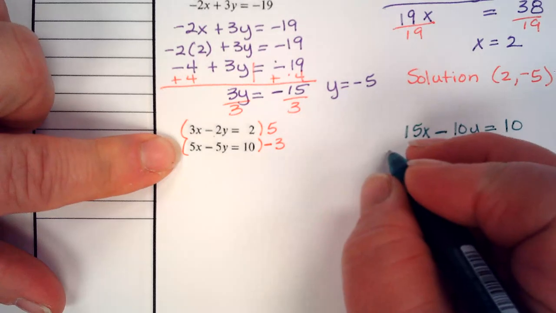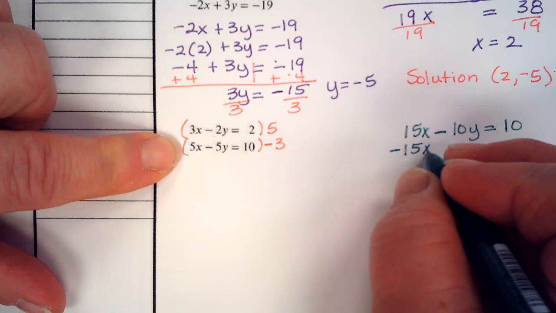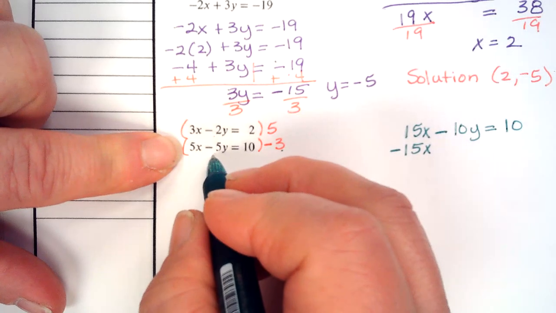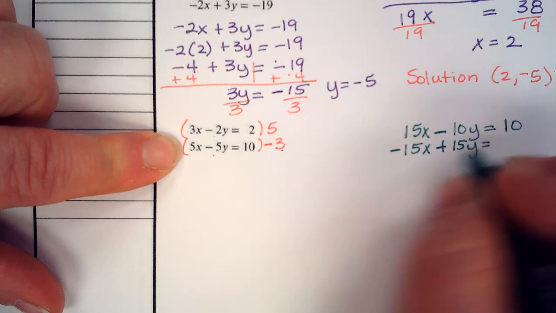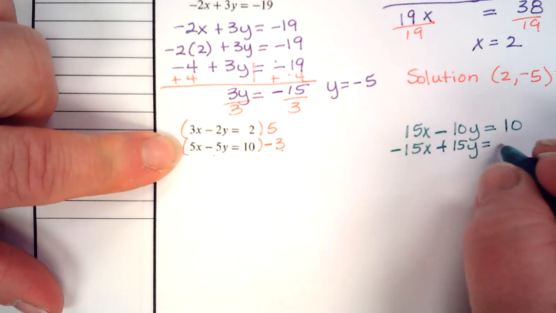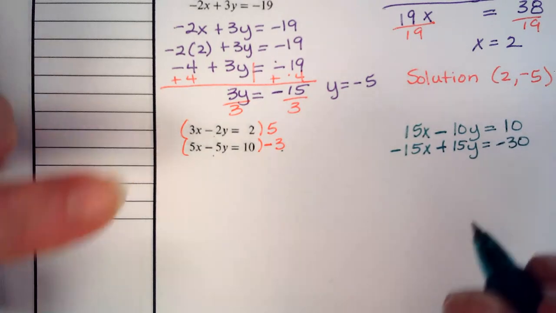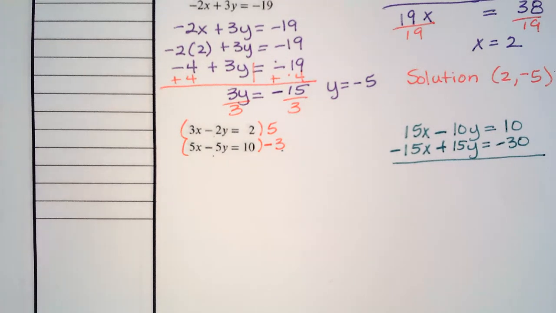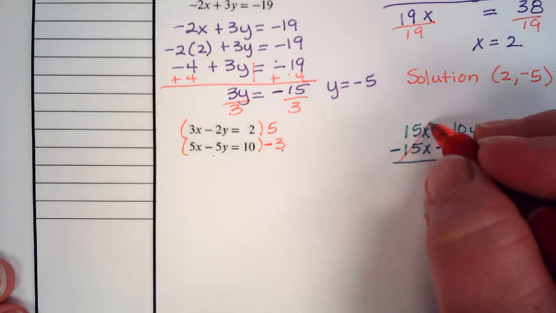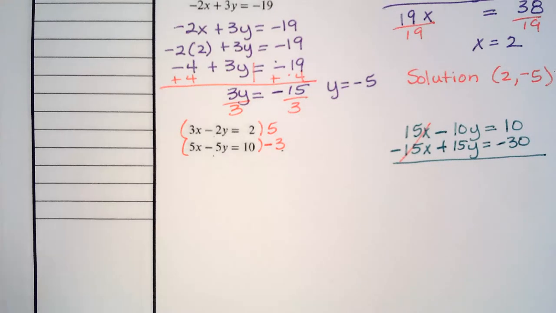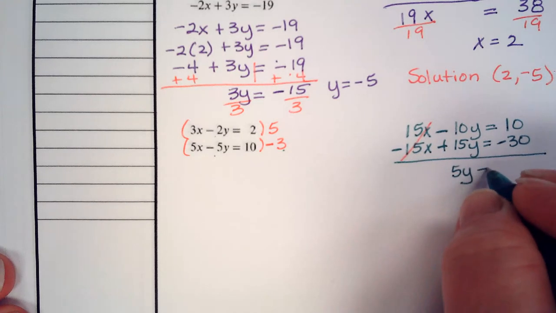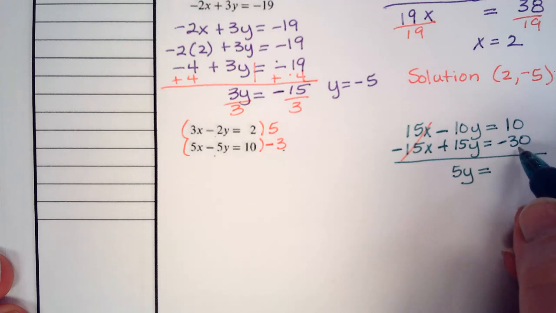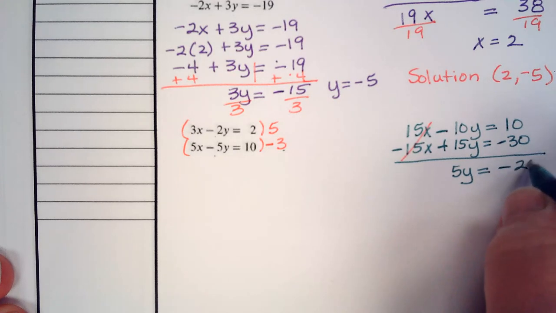5 times -3 is -15x. -3 times -5y is +15y. -3 times 10 is -30. I am ready to solve. 15x minus 15x is 0. -10y plus 15y is 5y, is equal to 10 plus -30 is -20.